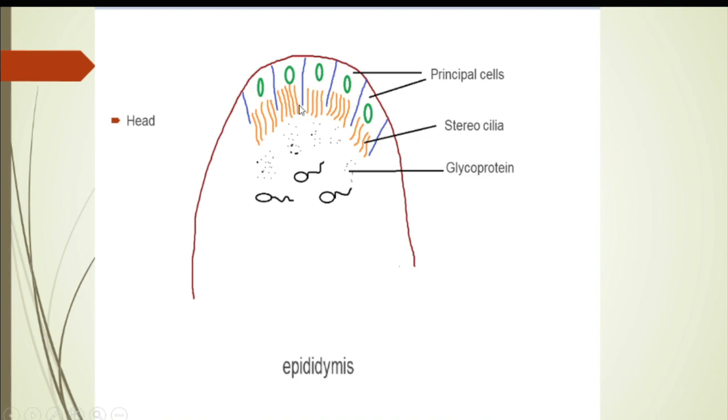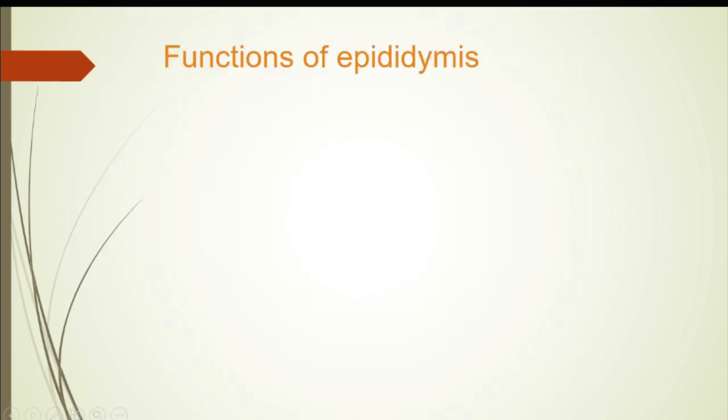And these principal cells secrete the fluid. You can see this is the fluid which is rich in glycoprotein. So they secrete the glycoprotein-rich fluid. So this is about the head of the epididymis.